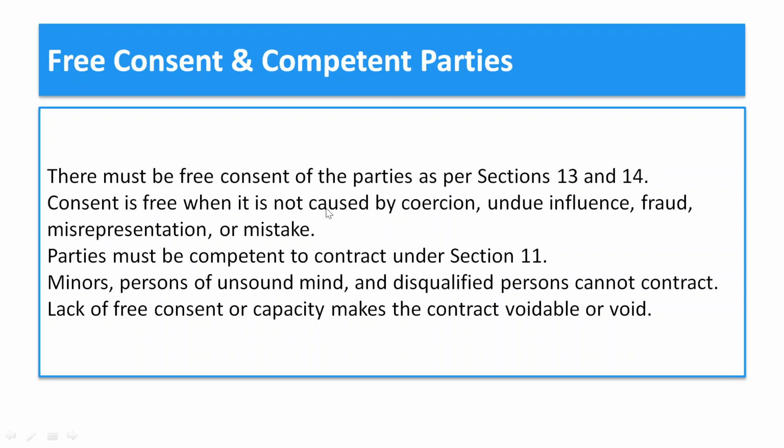Along with free consent, the parties must also be capable of making a contract. This is explained under Section 11, which says that a person must be an adult, must be of sound mind, and must not be disqualified by law. So always remember that minors and persons of unsound mind cannot make valid contracts. And if either free consent or capacity is missing, the contract will not be enforced fully by the law.